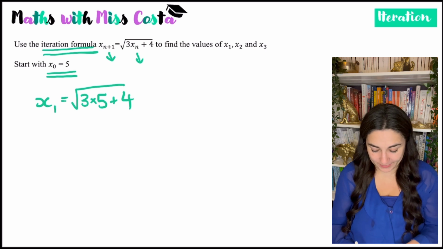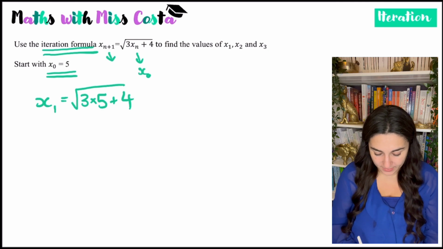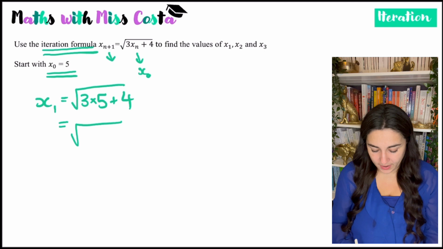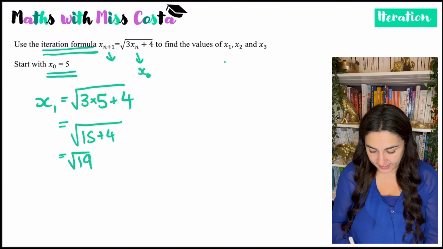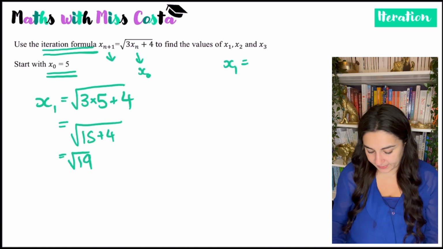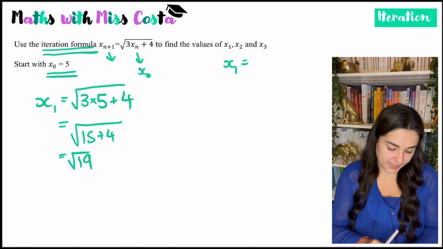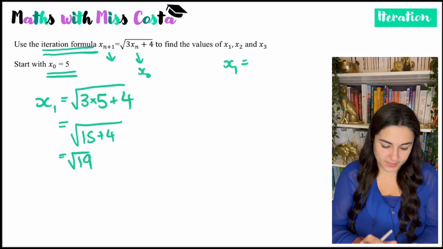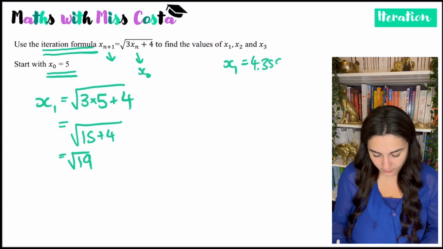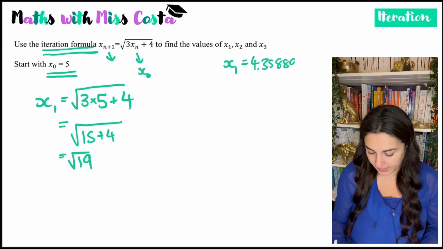So if I'm working out x1, 3xn is going to be x0. So x0 is 5, so that's why I plug in 5 here. So x1 is going to be the square root of 3 times 5 plus 4, so 15 plus 4, which is the square root of 19. So I'm just going to write this here. x1 is the square root of 19, which is 4.358898944.